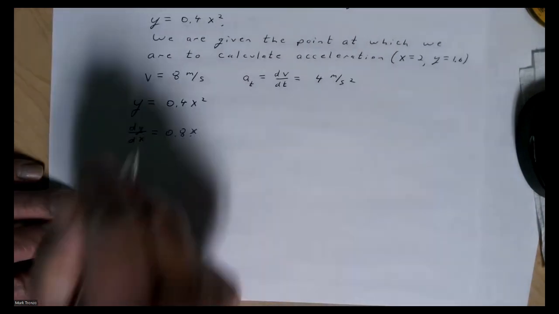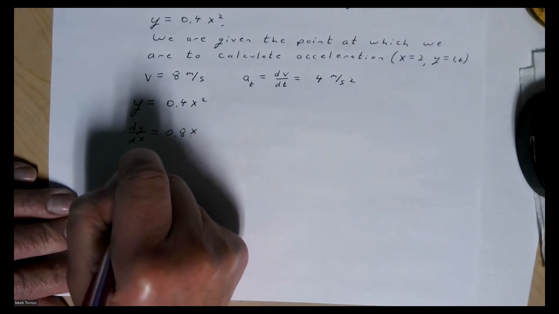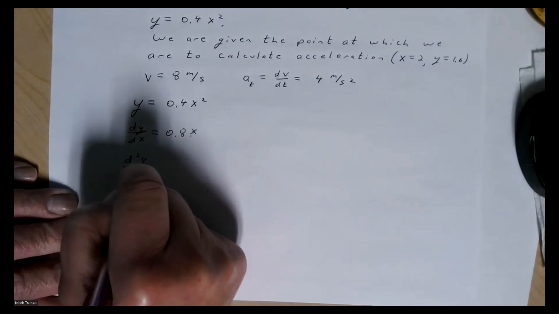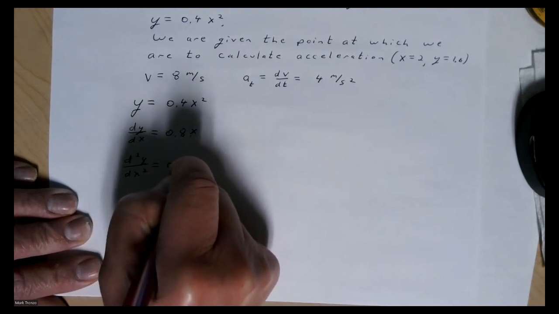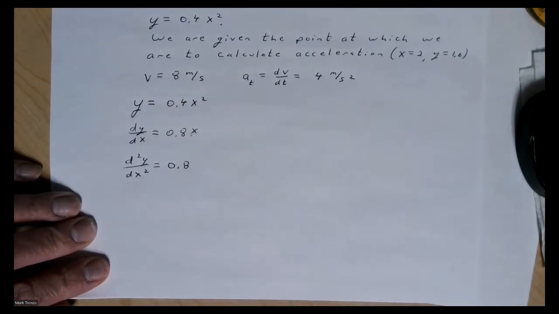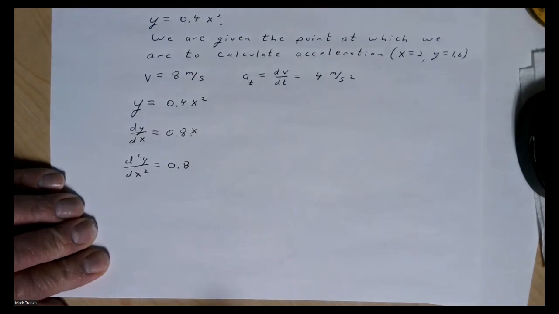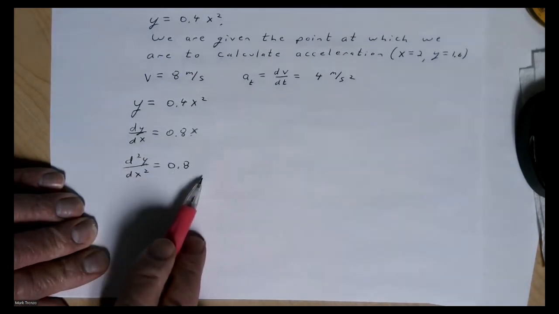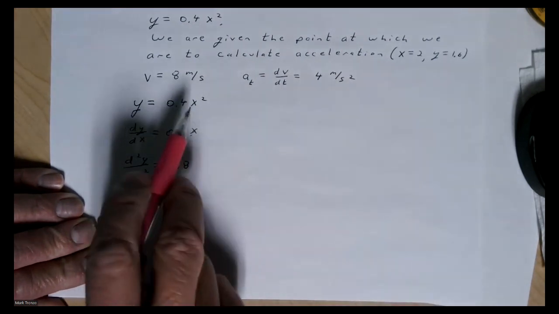And the second derivative is 0.8. Now, there's several ways you could do it at this point. You could evaluate these at 2, and maybe that would be the easiest thing to do. Let's do that. Let's evaluate these things at 2.